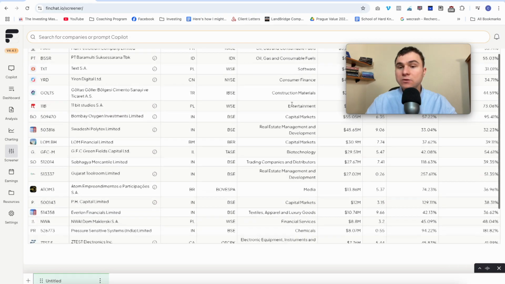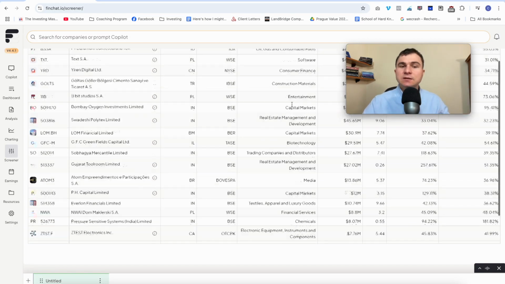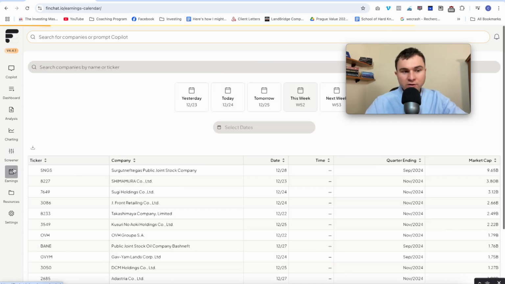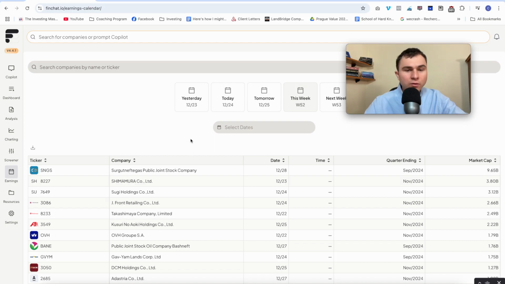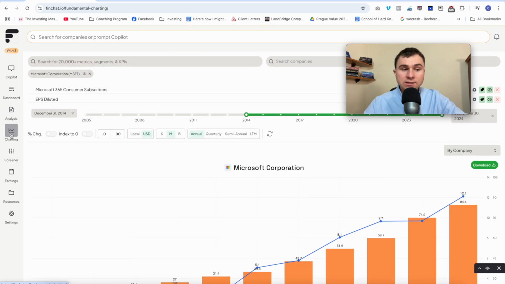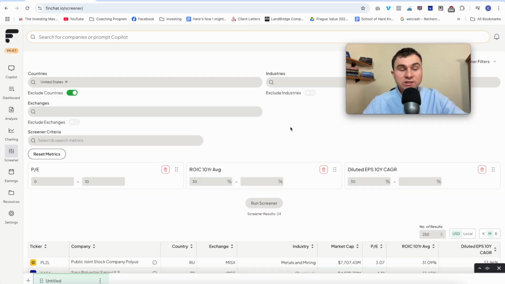In a few minutes, you can generate a very decent list. Put your investment criteria, dividend yield, buyback yield, whatever you want. I'm using my specific things, and I've been loving the tool so far. So here you have another tab, earnings, with all the earnings of today, but I rarely use it for this purpose. So CoPilot, full analysis, the charts, and the screeners. Finchat is one of the best investing tools on the internet.